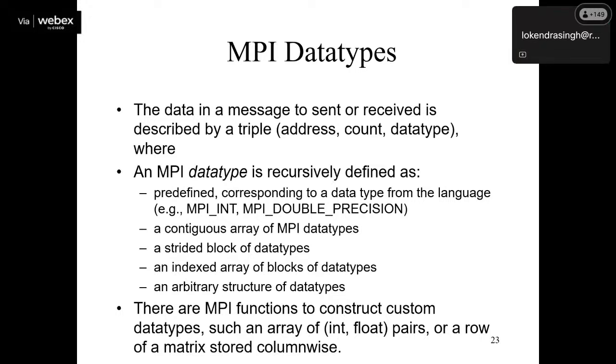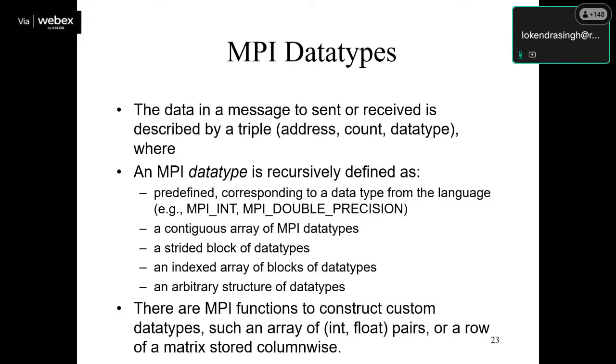There are some data types of MPI. The data in a message to send or receive is described by a triple: address, count, data type. So here we are using MPI int, integer, count, MPI double precision. An MPI data type is recursively defined as predefined, corresponding to a data type from the language.